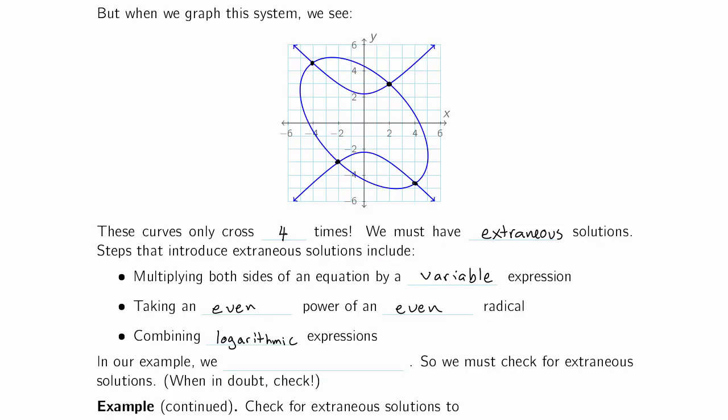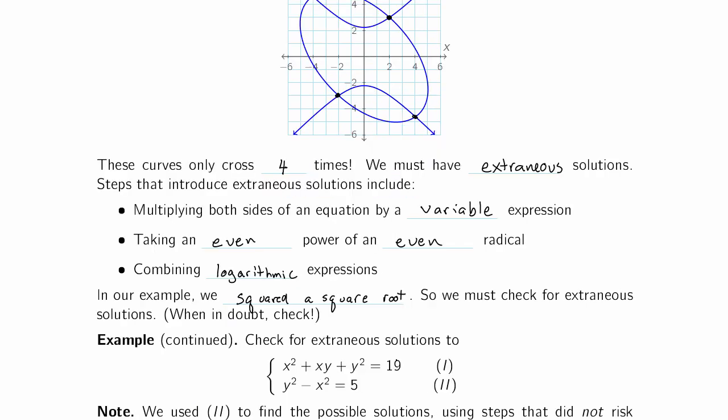In our example, we squared both sides. In particular, we squared a radical. And whenever we do that, we have to check for extraneous solutions. If you're ever not sure whether any of the moves you made had the potential to cause problems, just check. It doesn't take that much to actually check for extraneous solutions here. How do we do it?